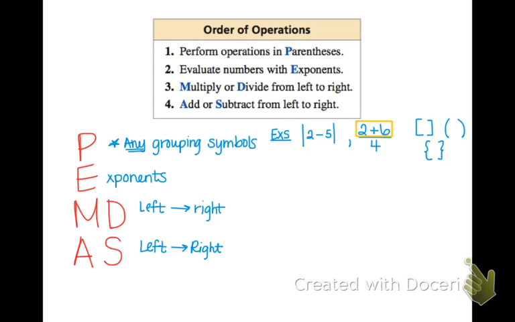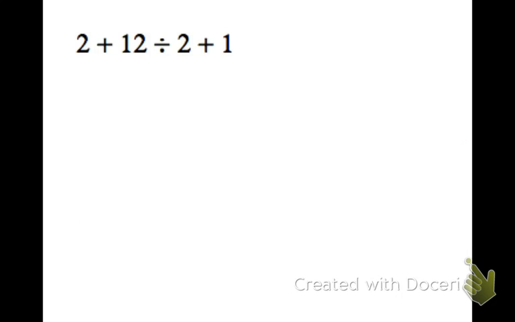So let's look at a couple of examples before you start working on your homework. We have 2 plus 12 divided by 2 plus 1. Again, if we think of our order of operations, I'm going to keep this off to the side, sort of like a checklist, just for this first problem. So we look for parentheses or grouping symbols, and I don't see any, so that one's done. Check it off. Then I check for exponents. Again, I don't see any, so I can check that off.